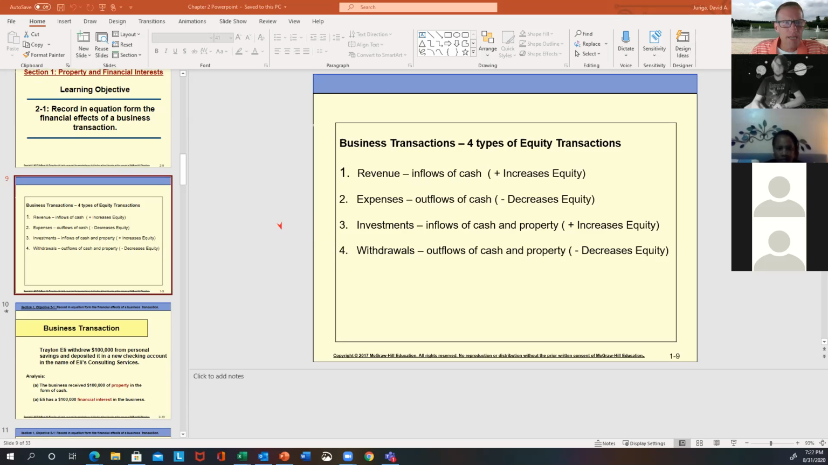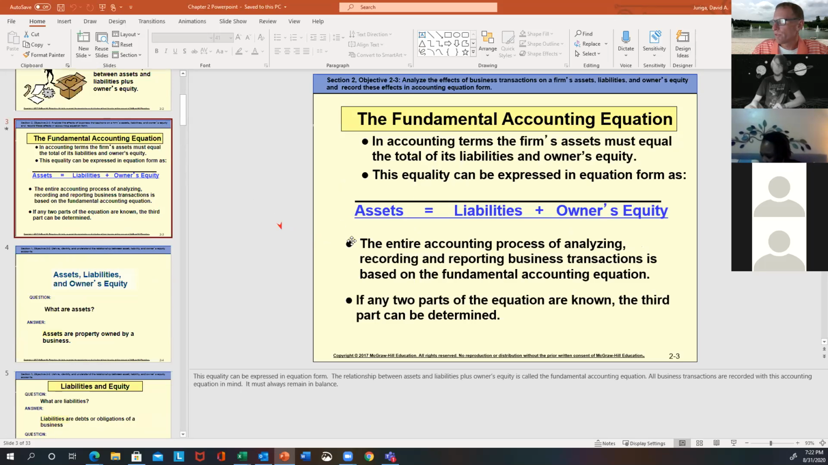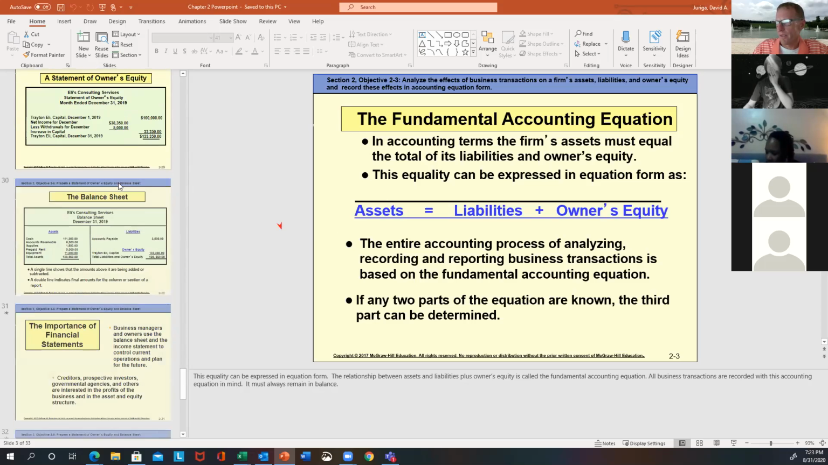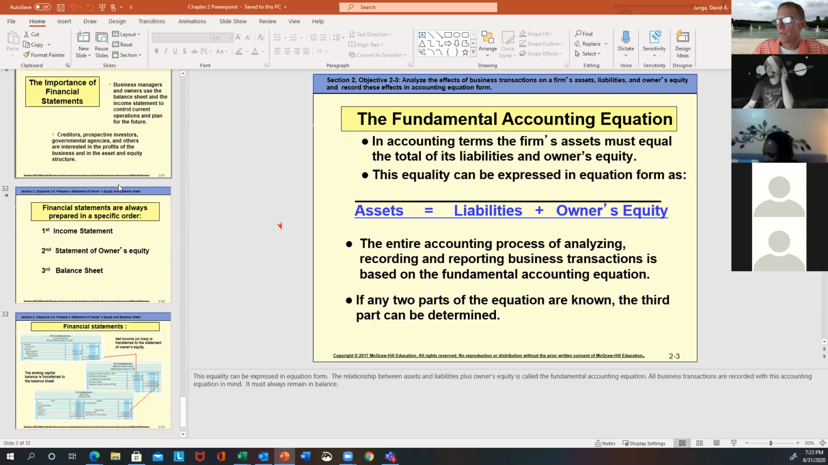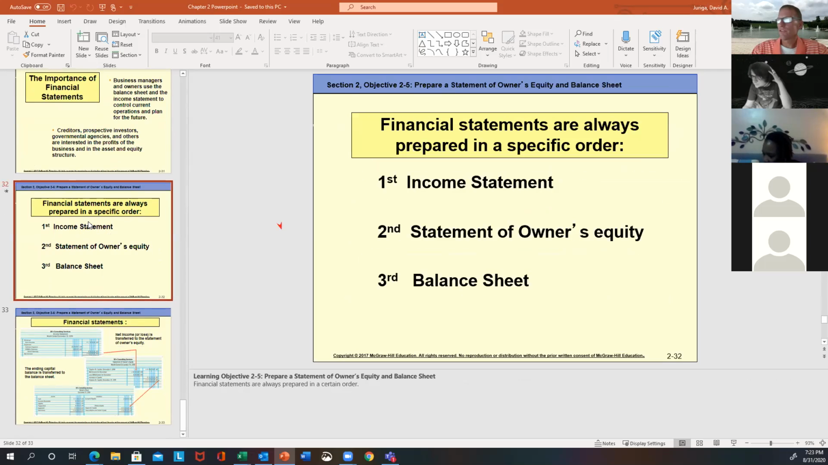Now, the last thing I want to say on this is, remember, our goal is to use this equation to analyze transactions. But the goal is, remember, the part of accounting where you're classifying, you're summarizing, and you're reporting financial information. We want to get to these financial statements. So I'm going to get to the end of the PowerPoint real quick, and I want to show you the financial statements. These are the last two slides in the whole thing.